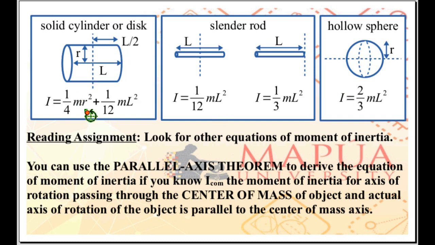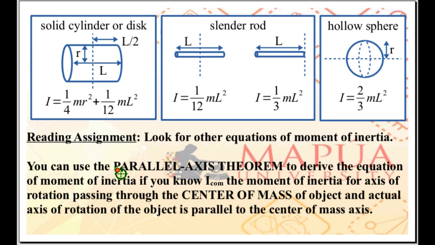These equations of the moment of inertia are just a few examples of the different equations for the moment of inertia. Consider it as a reading assignment to look for the other equations. For instance, there's also the moment of inertia of a rectangular plate. What if instead of a solid cylinder, you have a hollow cylinder, and so on? So consider that as a reading assignment. Look for other equations of the moment of inertia.